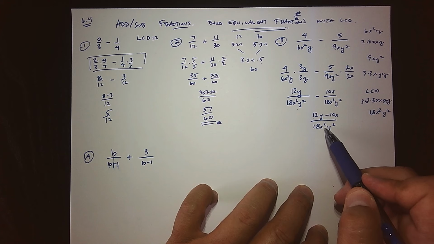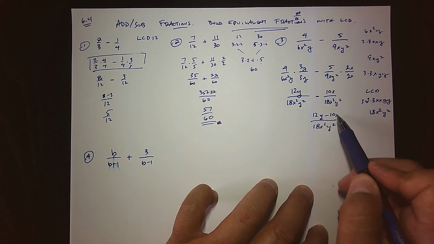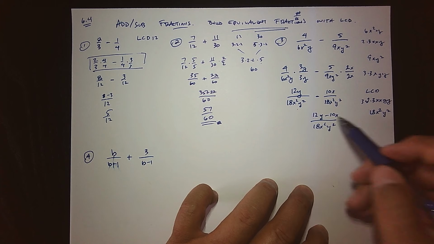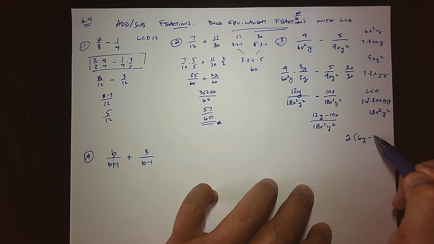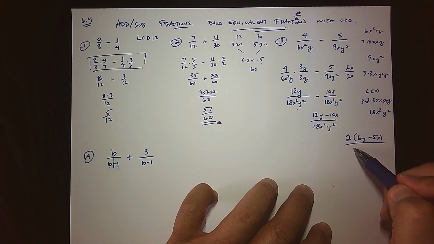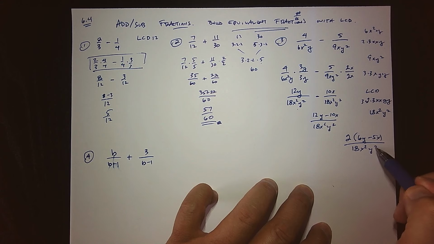We only divide out common factors, not terms. So what we need to do is factor the top and factor the bottom. If we factor the top, I think the only thing that's common up there is a 2, and what's left is 6y minus 5x, and this is all over 18x squared y squared.